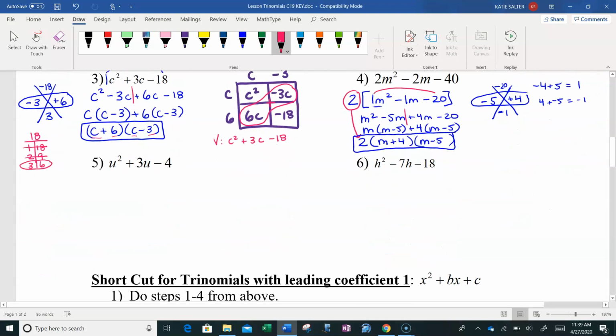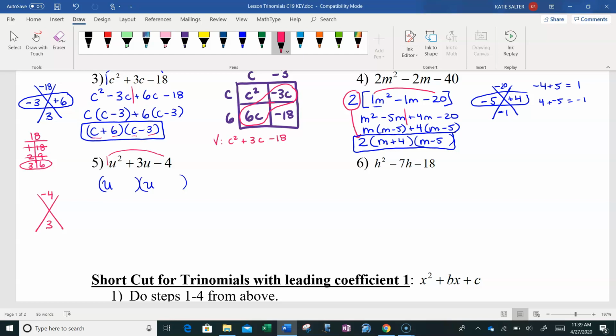So let me show you this next one. All right. It's in descending order. It does not have a greatest common factor. So I'm going to create my 2 parentheses. In the front of each one, I'm going to put u and u because u times u is what would have given us u squared. Then I'm going to make my x. So even though you don't see the 1 there, there's still a 1 there. 1 times -4 is -4. That's our product. And then our sum, which is in the middle, is 3.